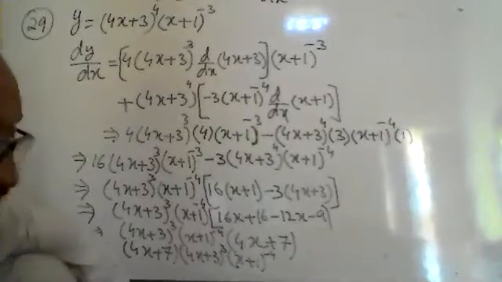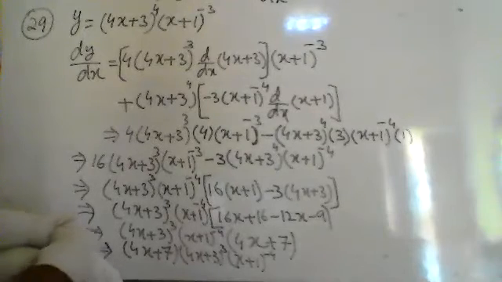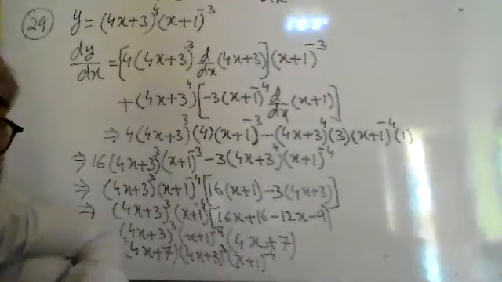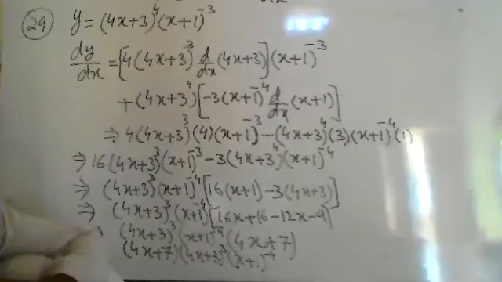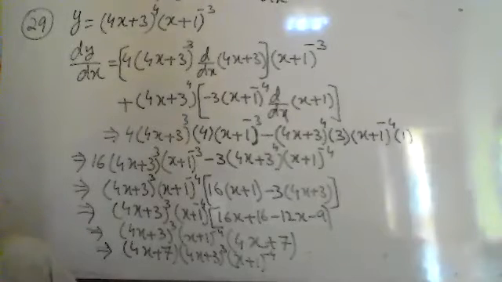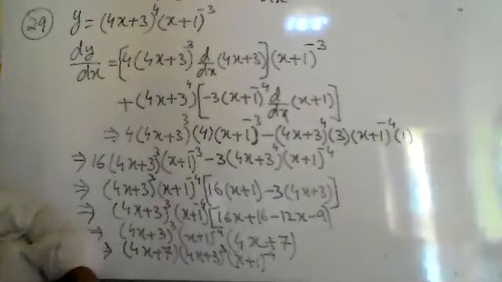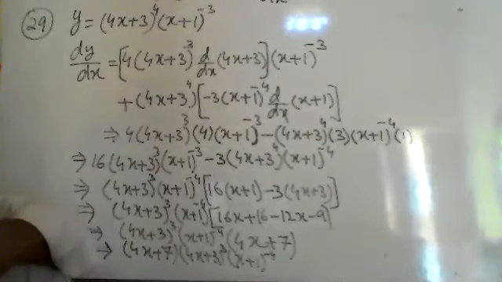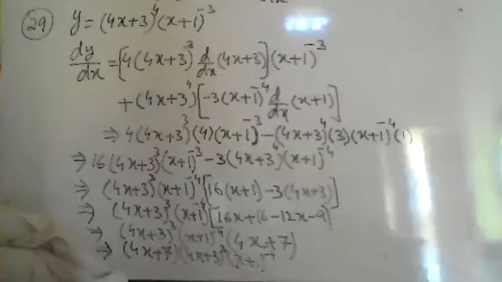So this is the final answer. 4x plus 7 into 4x plus 3 raised to power 3, x plus 1 raised to power minus 4. Anything you not understood? Anything do you want to ask?